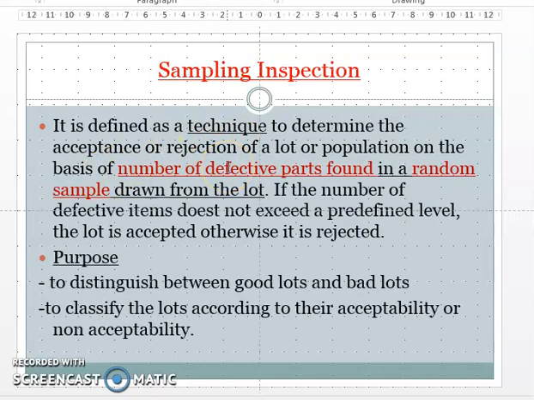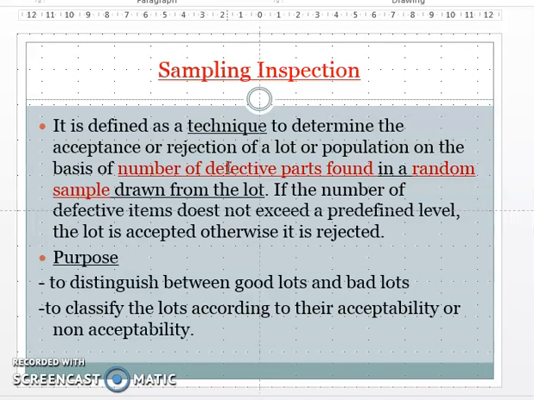Sampling inspection is defined as a technique for the acceptance or rejection of a lot or a population on the basis of the number of defective parts found in a random sample drawn from the lot. If the number of defective items does not exceed the predetermined level, the lot is accepted, otherwise it is rejected. The purpose is to distinguish between good lots and bad lots, and also to classify the lots according to their acceptability or non-acceptability.